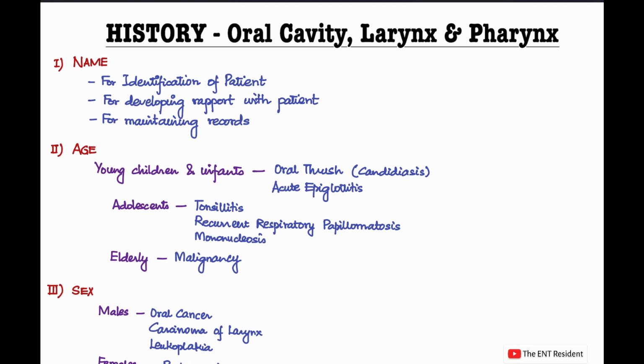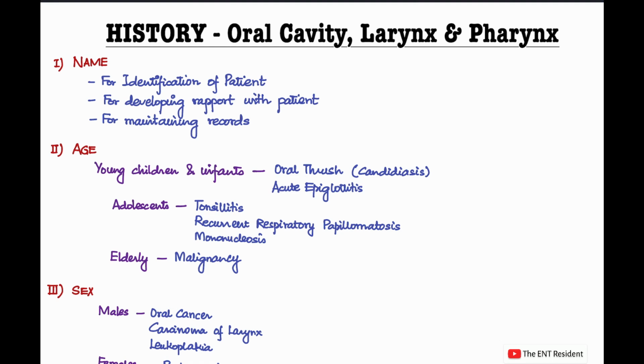Today I'll be talking about how to take a history in the case of oral cavity, larynx, and pharynx. Previously, I have already taught you about history taking in an ear case and a nose case. This will finally wrap it up in terms of history taking in ENT. So let's start with the patient particulars first.